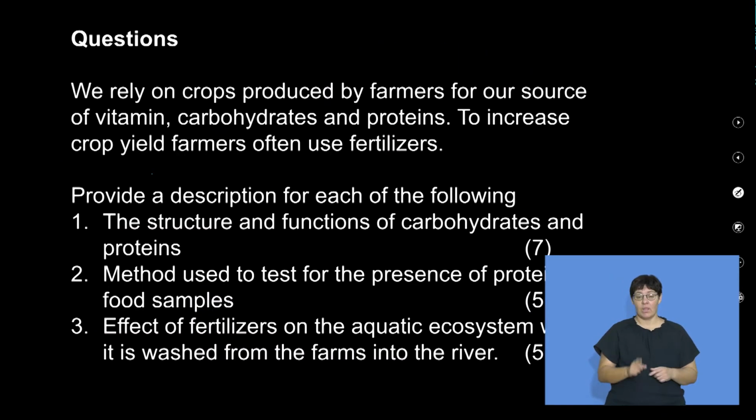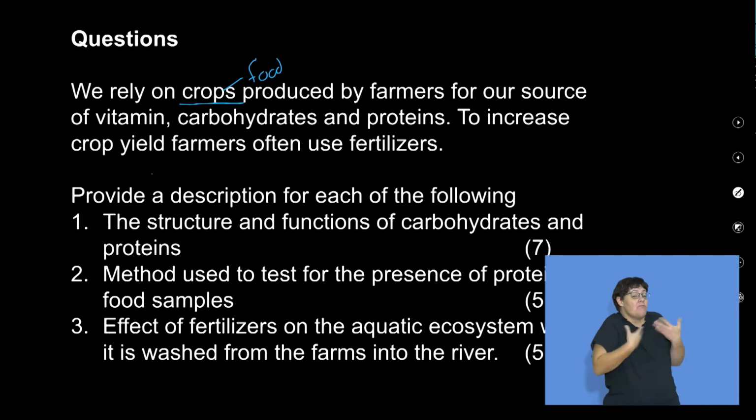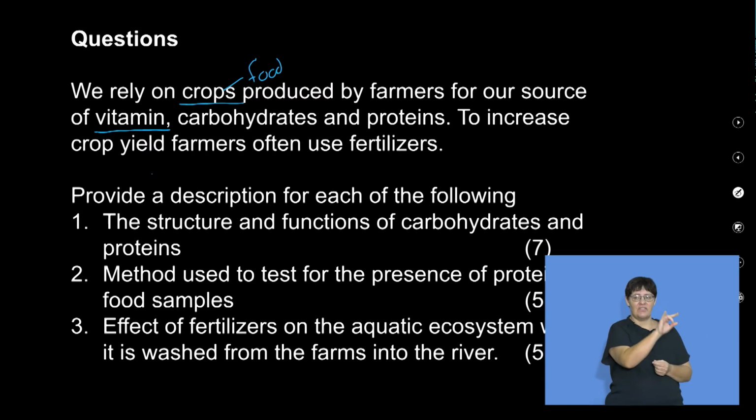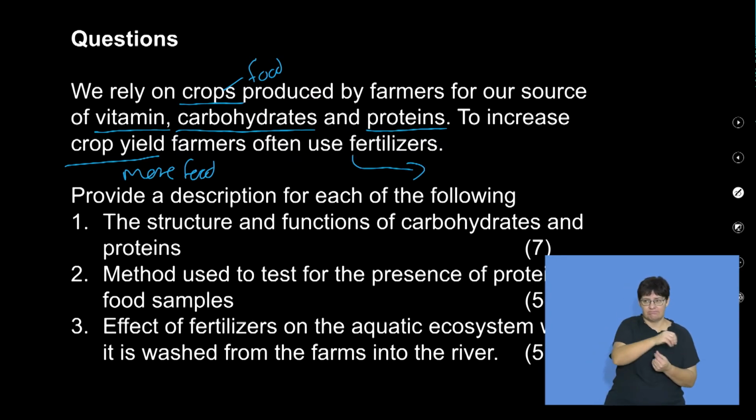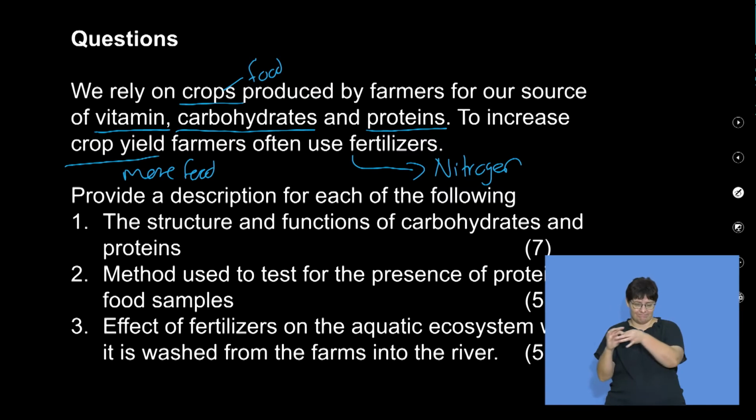Now, the question gives us a little bit of information in the beginning, and it says we rely on crops, food produced by farmers, for our source of vitamins. We've looked at vitamins throughout the series, carbohydrates and proteins. That is something we're familiar with. To increase the crop yield, what does that mean? To make more food. Farmers often use fertilizers. Guys, fertilizers have got nitrogen in. Just remember that.